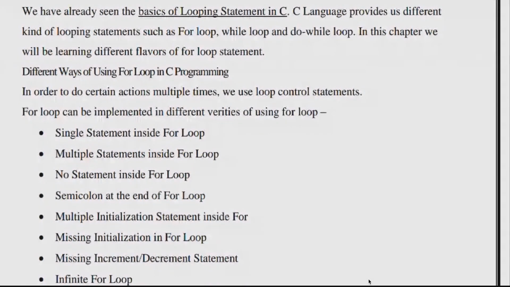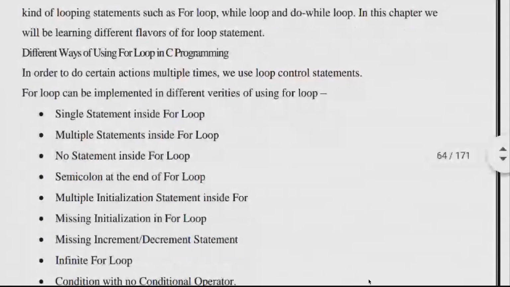In order to do certain actions multiple times, we use loop control statements. The for loop can be implemented in different ways. Single statement inside for loop. Multiple statements inside for loop. No statement inside for loop. Semicolon at the end of for loop.